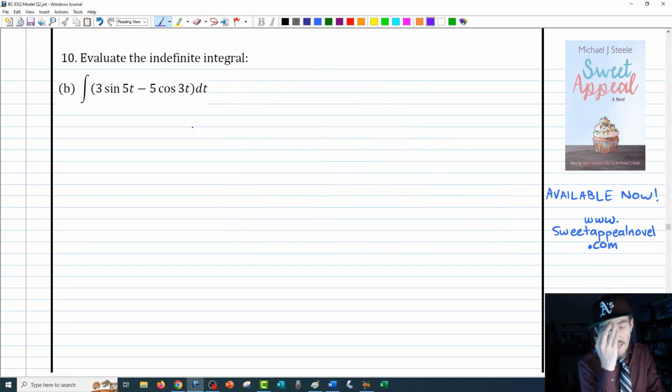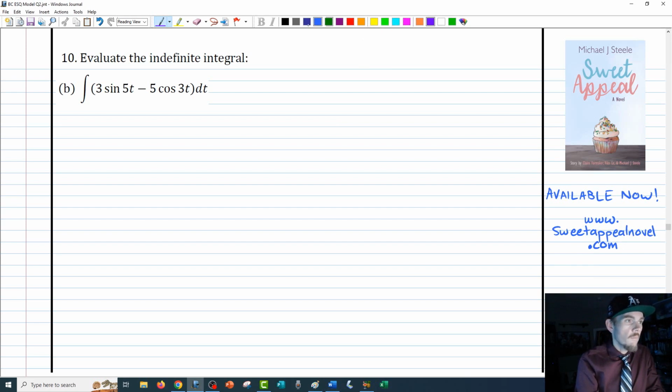The next problem we're going to attack is going to be question 10b. 10b could be done using substitution. Like you could use substitution twice. I'm not going to demonstrate it using substitution twice. I'm going to do the first of these integrals using substitution, and then I'll do the second one without. So that way you get a flavor for each of those.